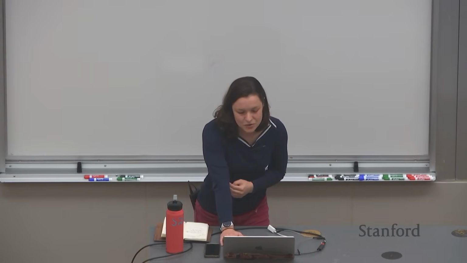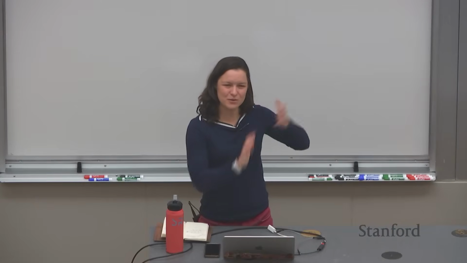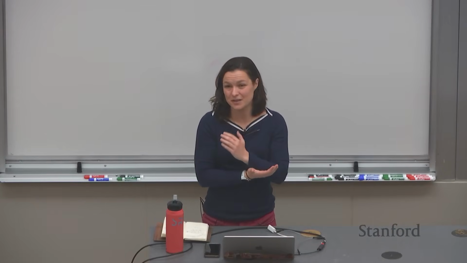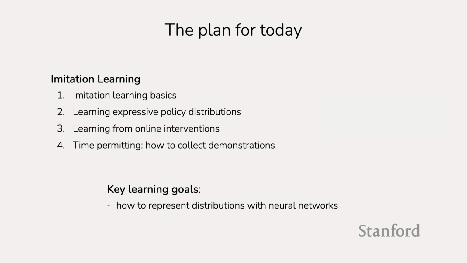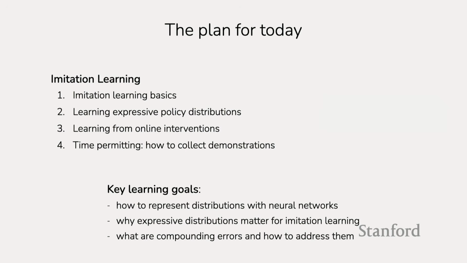Some of the key learning goals are, in some ways, orthogonal to the main topic of the class, but it's actually very important to understand in order to get performant imitation learning systems. So we'll be talking about how to represent distributions using neural networks rather than deterministic functions. We'll also be talking about why expressive distributions matter for imitation learning, and one challenge that can come up with imitation learning, which is compounding errors, and how to address compounding errors.